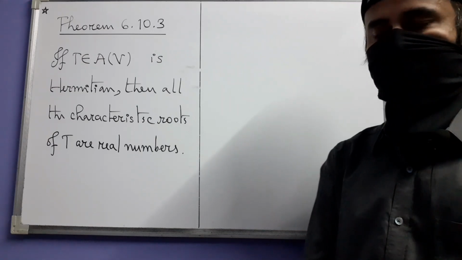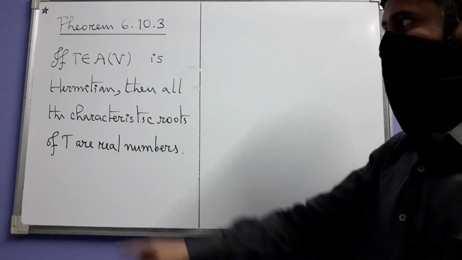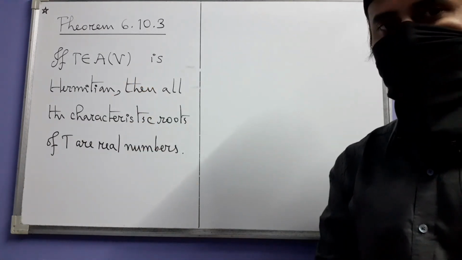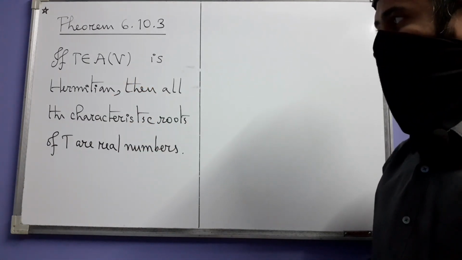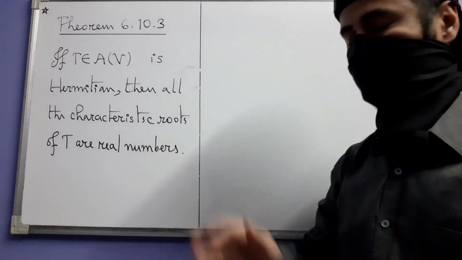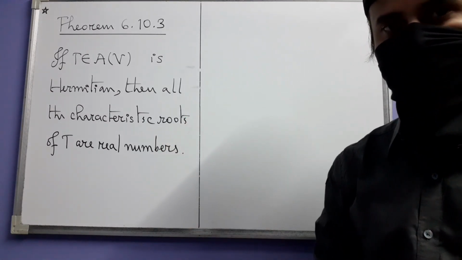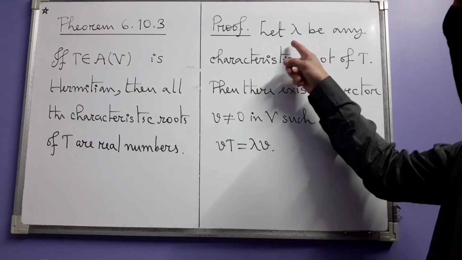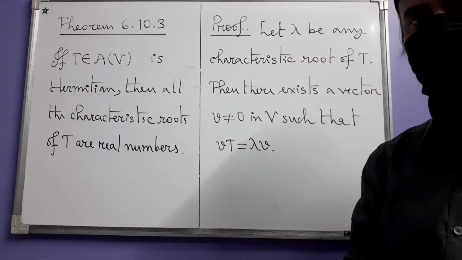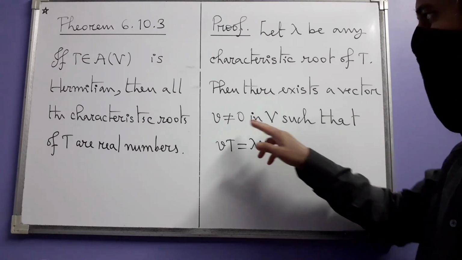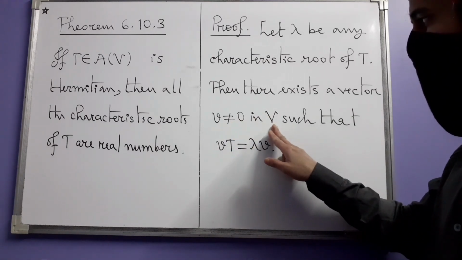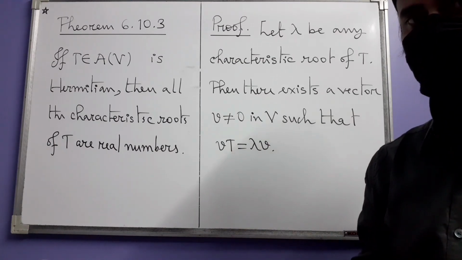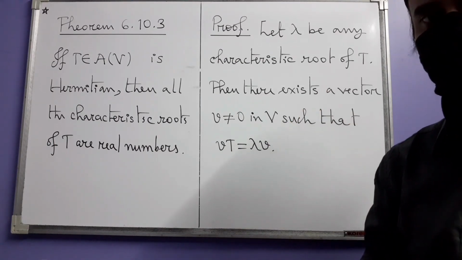Next we have Theorem 6.10.3, where we have a Hermitian operator T on some finite dimensional inner product space V. We now have to prove that all the characteristic roots of T are real numbers. So we start the proof by considering any characteristic root lambda of T. Then by definition, there exists a non-zero vector v in V such that T(v) equals lambda v. This v is a characteristic vector corresponding to lambda.